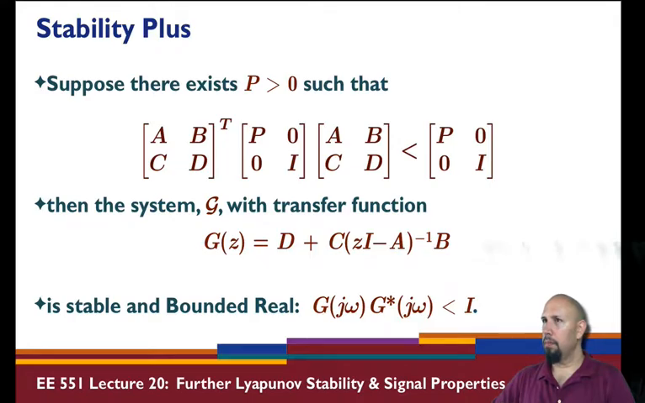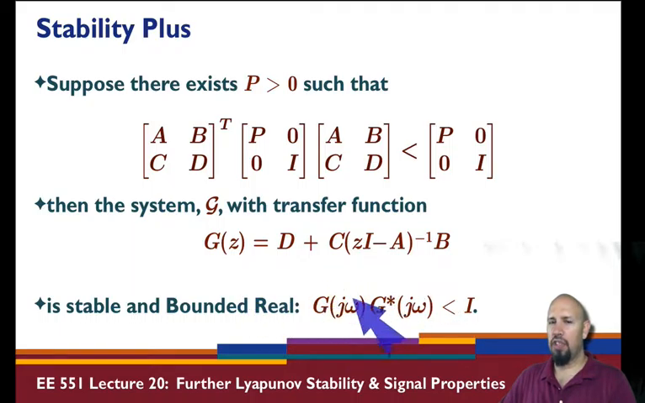Okay, here's another stability plus property. Suppose now we have a P positive definite such that this inequality is satisfied. Notice that this is more like a discrete time thing where we have the something transpose something minus the something. Okay, so if we have this kind of inequality satisfied for some P, notice this looks very much like what we saw before with the continuous time system and the strictly positive real. But instead, now in discrete time, if we have this and if the transfer function is given by this, then the system described by this transfer function is bounded real. As opposed to strictly positive real, it's bounded real.